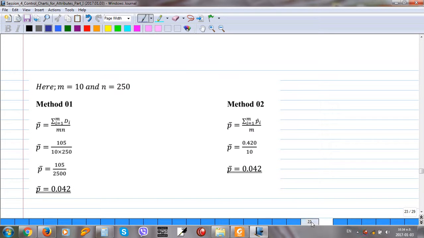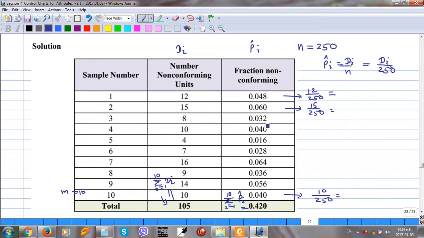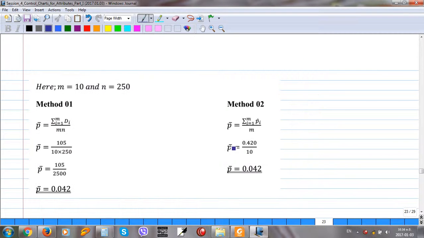Then now easily you can calculate using the equations method. This p bar, again m equals 10 and n equals 250. We found that is 105, no? Then 105 over mn, also given here. If you simplify this, you can take this value 0.042. If you like, you can use the other method also. If we add all these values, it comes to 0.420. If you divide this by m equals 10, it comes to 0.042. Both answers are the same. You can use any method you like to find the p bar.